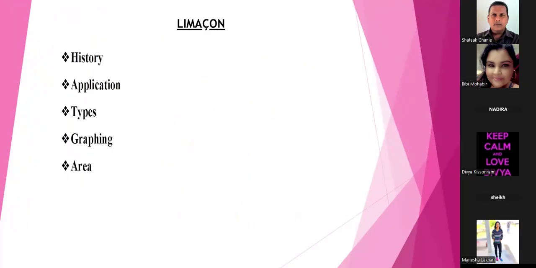In our outline on the subtopic limaçon, we'll be looking at the history, application, types, graphing, and area.